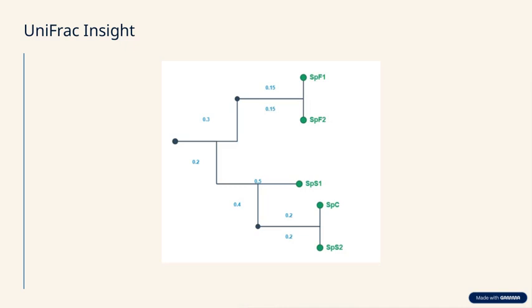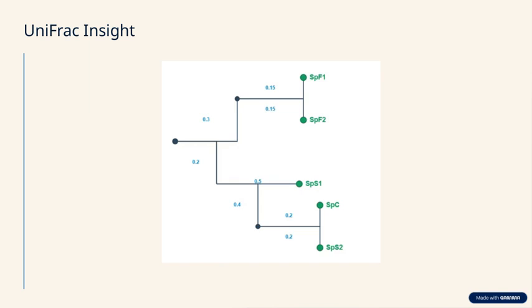Let's take a closer look at the UniFrac insight. What makes UniFrac so valuable is its ability to compare microbial communities based on their evolutionary relationships. Instead of just looking at which species are present or absent, UniFrac considers how closely related those species are. This gives us a more nuanced understanding of community similarities and differences.